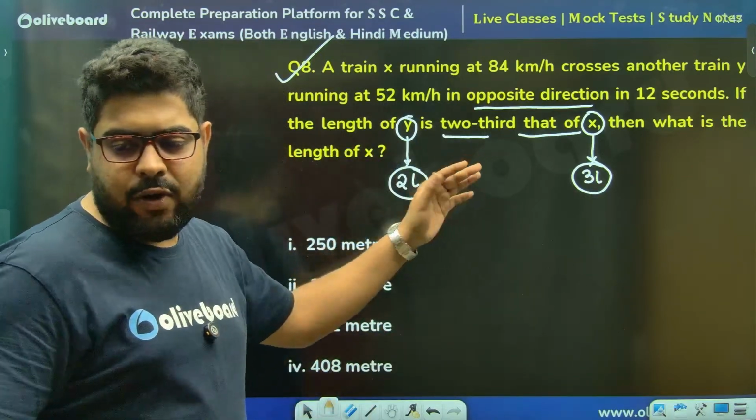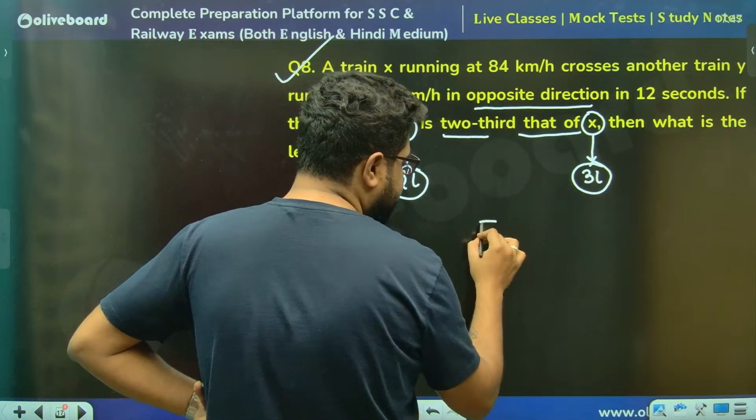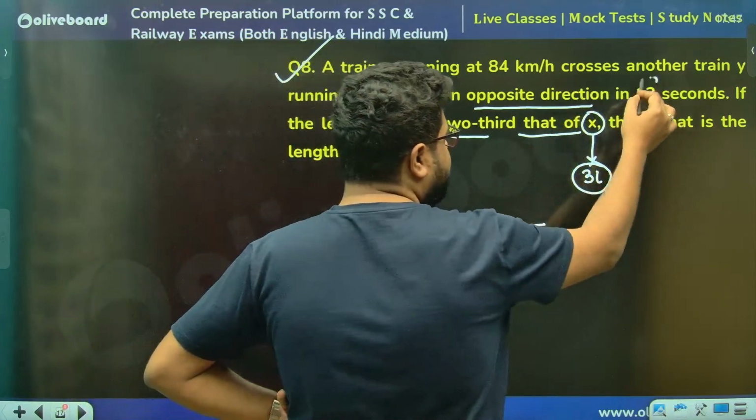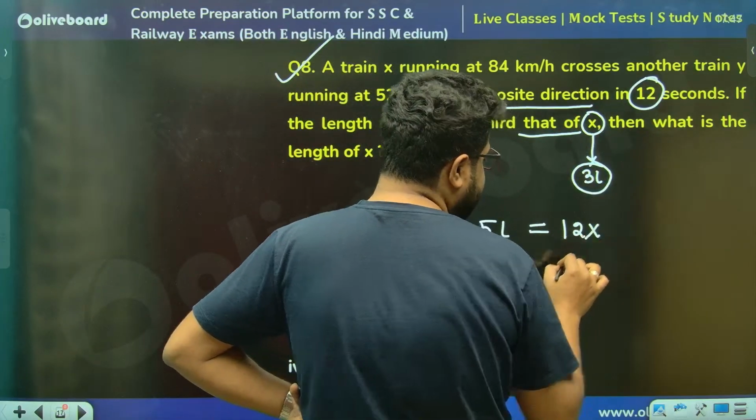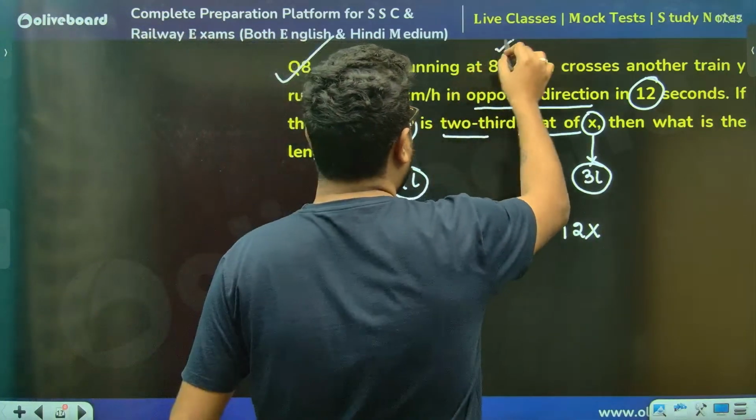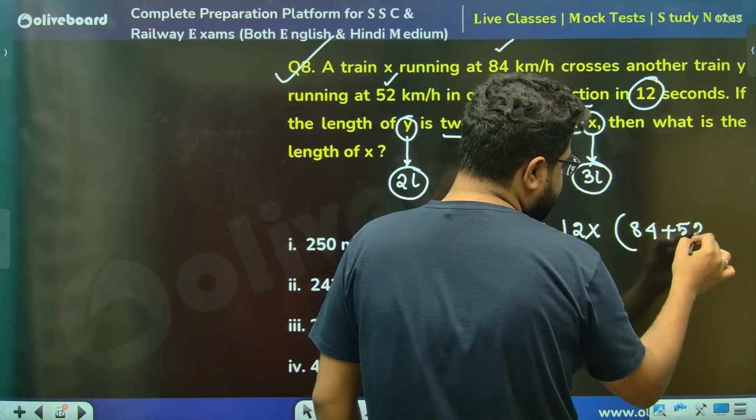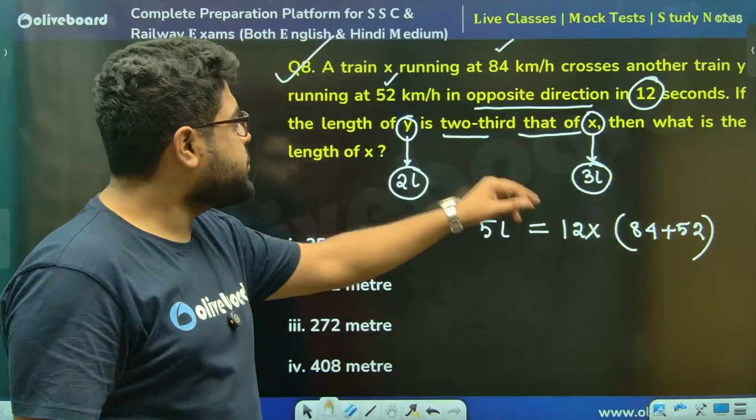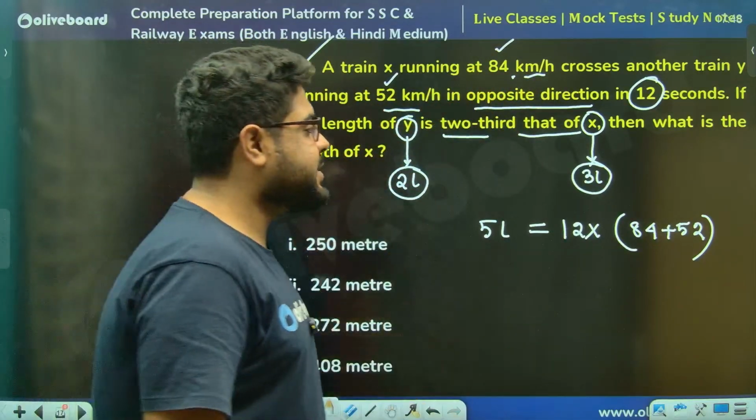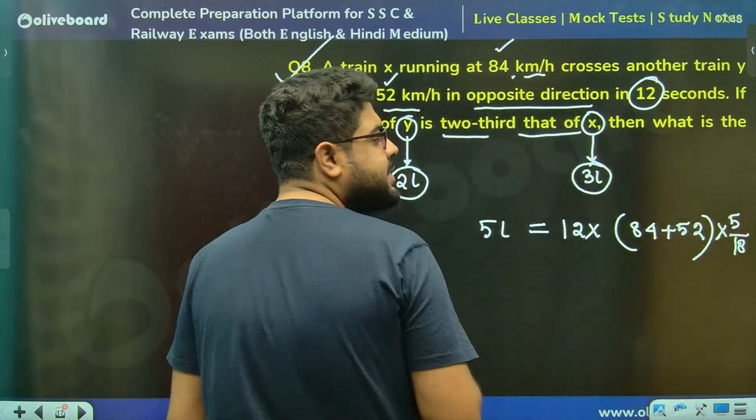So the distance for them to cross each other will be 3L plus 2L, that is 5L. Distance is speed into time. The time we know is 12. Speed is relative speed because both the objects are in motion, so relative speed will be 84 plus 52. But if you keep it like this, you will make a blunder. Why? Because these two speeds are in kilometer per hour. I have to convert them into meter per second, so into 5 by 18. Done, sir. It will come in one line.